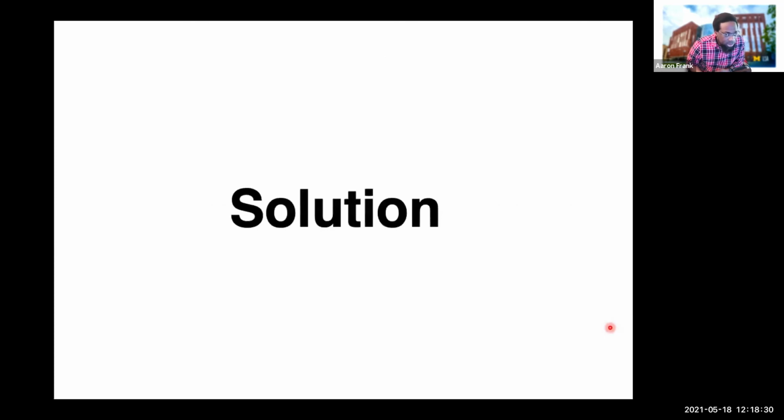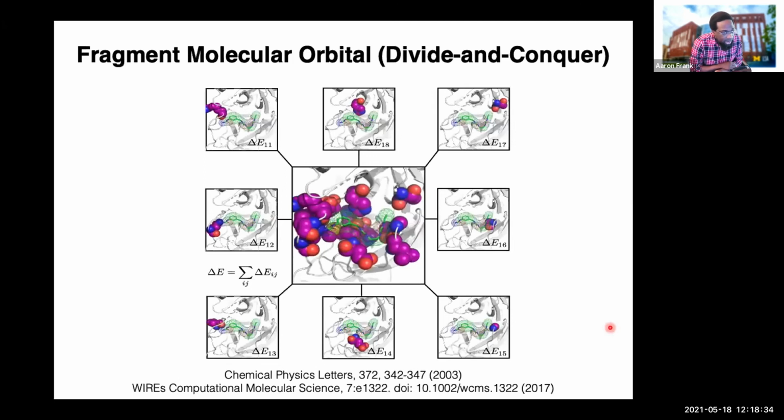So what's the solution? The solution is a method that has been out in the literature and has been applied to drug discovery in the past, and it's called the Fragment Molecular Orbital method. It's a divide and conquer strategy. And I'm not going to go into a lot of the details associated with this method, but I'm just going to give you a feel for what it does and how it works.